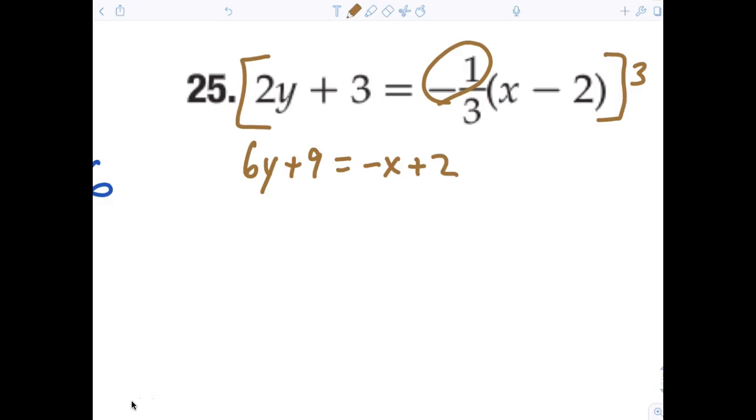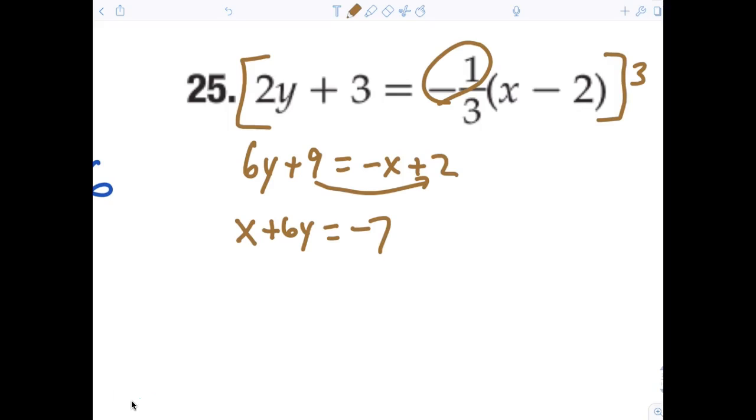All right. Good job. Now what? Move the x to the side of 6y. That's right. So it's going to be 6y plus x, but you would want to put the x first. x plus 6y equals 2 minus 9. What's 2 minus 9? -7. Awesome, man. That is exactly the correct answer.